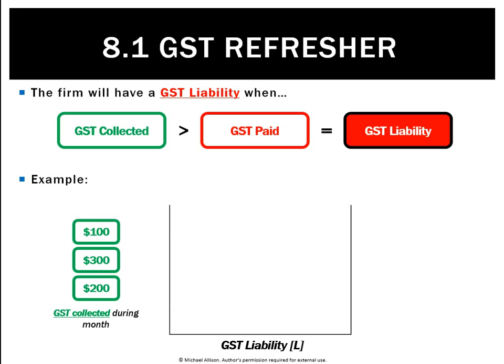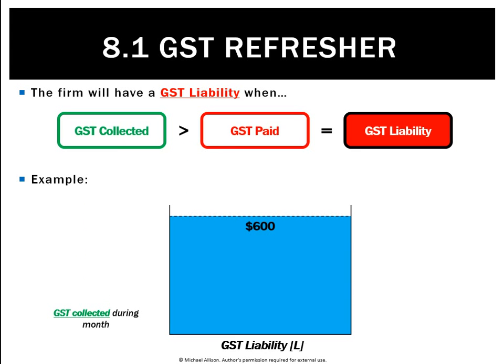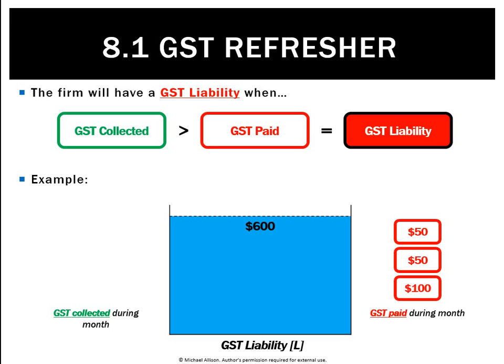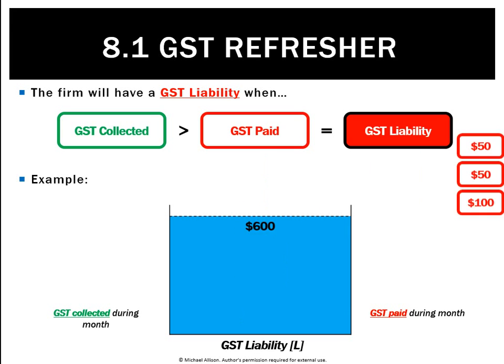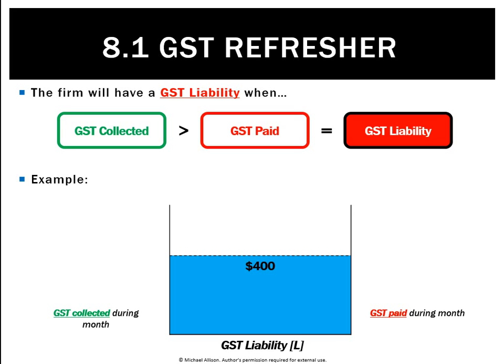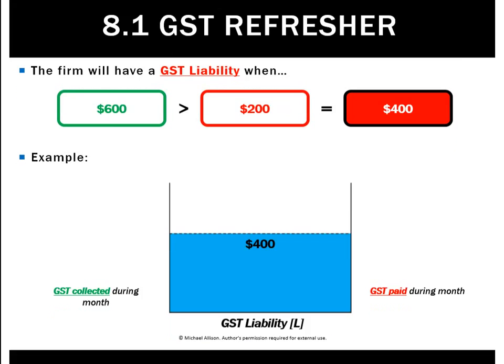For example, during the month the business collected the following amounts of GST: 100, 300 and 200. That'll increase the liability up to $600. That's how much the business owes the government. However, you get to offset that with what's been paid. During the month, the following amounts of 50, 50 and 100 have been paid, so that's a total of 200. So instead of owing 600, the business will only owe $400. That'll be a GST liability. So we've collected 600, we've paid 200, and we've got a liability of 400.